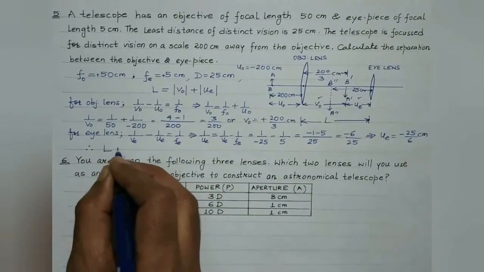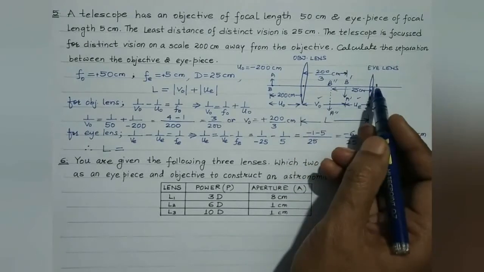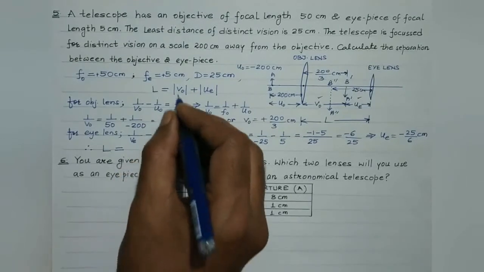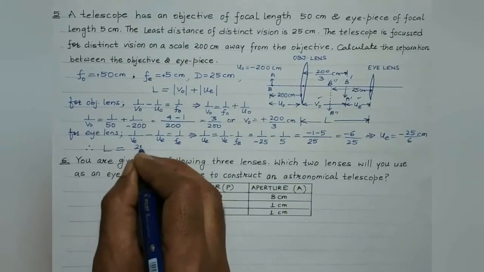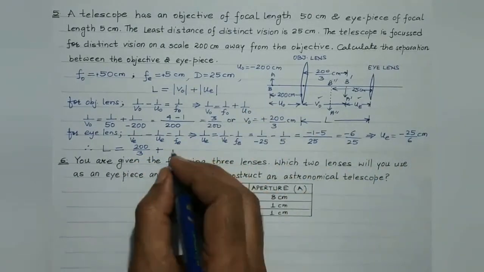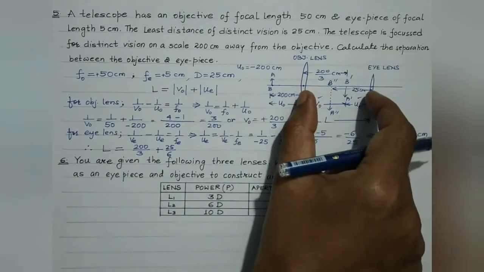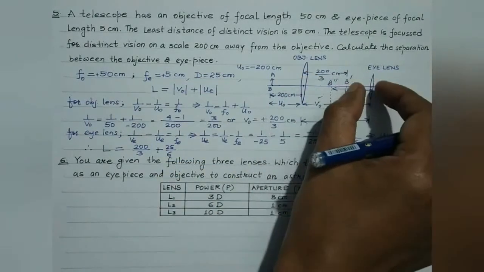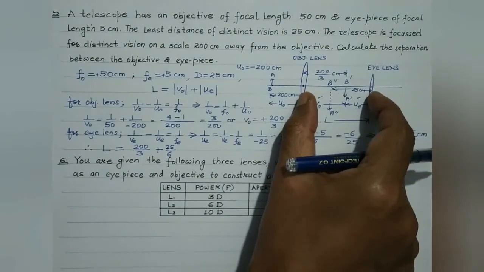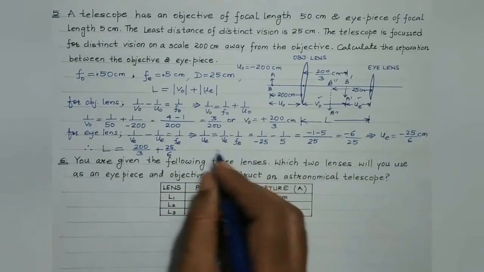Therefore, the separation between the two lenses, the objective and the eyepiece, which is equivalent to the length of the tube, would be equal to V0 plus U0, isn't it? So what is the value of V0? It is 200 by 3 plus, in magnitude, 25 by 6. Look, this distance is 200 by 3 and the magnitude of this distance is 25 by 6. So the length of the tube would be 200 by 3 plus 25 by 6. Here we need to consider the magnitude, right?